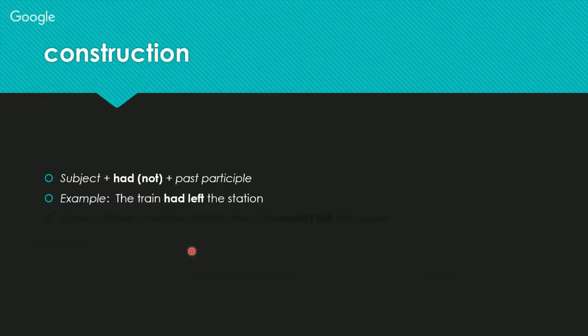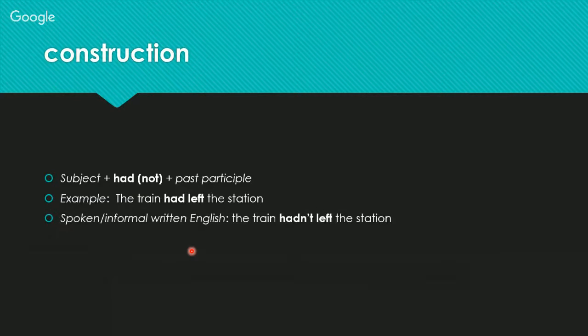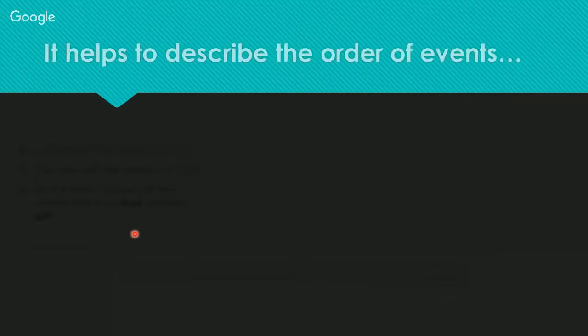One point on that is during spoken and informal written English, we contract had and not to hadn't. It's important that you know that we do that only for spoken and informal written English. If you are writing business English, you really should not contract anything. Okay. Now let's have a look at this further.